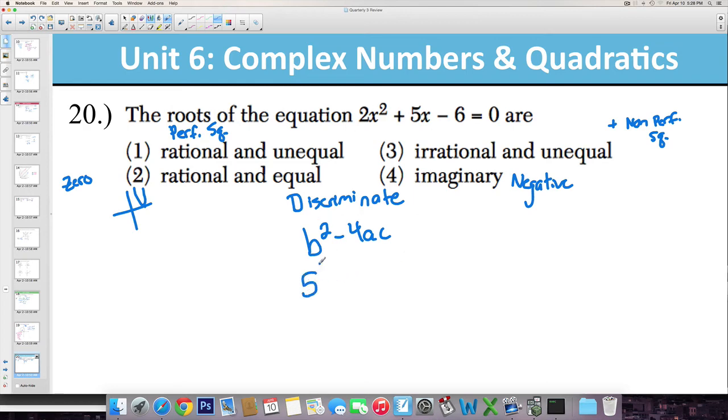So let's take a look here. b is 5, so 5 squared minus 4, a is 2, c is negative 6. So 25 plus 48, and that winds up being 73. So 73 is a positive non-perfect square, which makes the roots irrational and unequal.